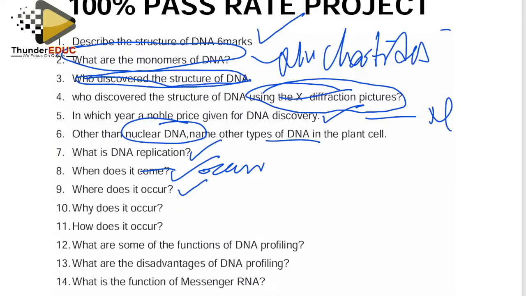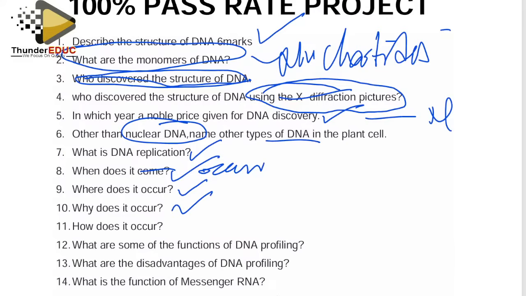And why does it occur? When you talk about why it occurs, you need to know all these answers. It occurs so that it increases the chromosome number, doubling the genetic material, so that when the new cell divides equally there is no loss of genetic material. So it helps in the doubling of the chromosome number or the genetic material. We got the next question.